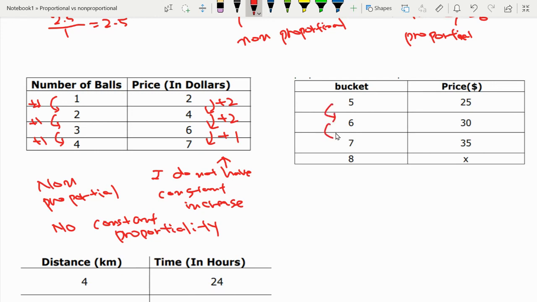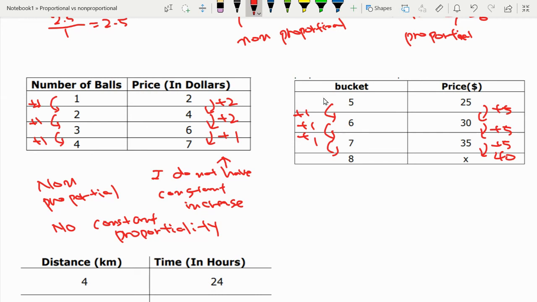Right, moving on to this guy. 5 becomes 6, 6 becomes 7, 7 becomes 8. So I'm adding 1, adding 1, adding 1. So that's good. 25 becomes 30, add 5. So that's another 5. If I'm looking at the pattern, that x should be 35 plus 5, which is 40. That's the pattern.